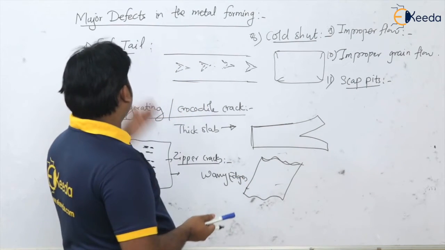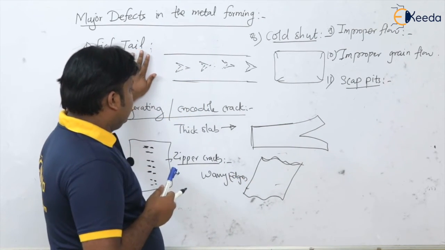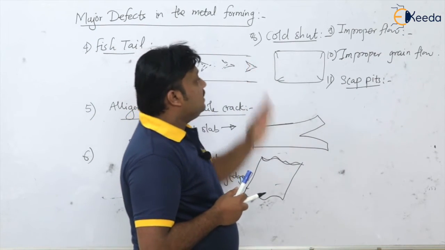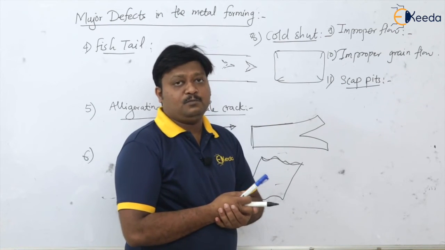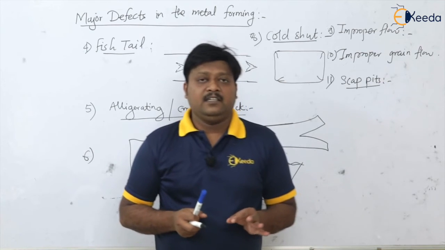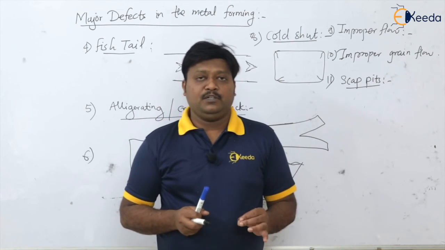So we have talked about the extrusion defects, then the rolling defects, then the forging defects also. These are certain major defects in the metal forming operation.